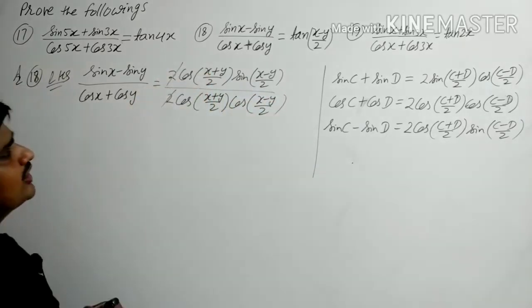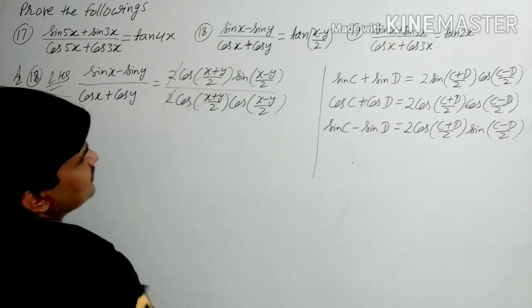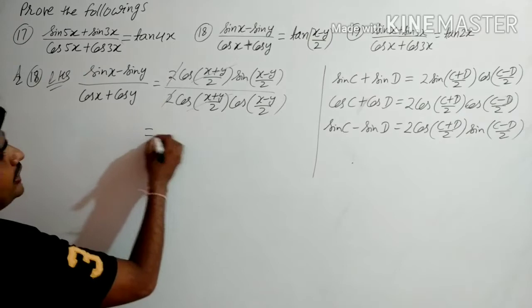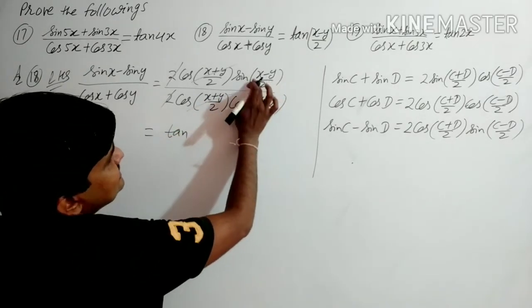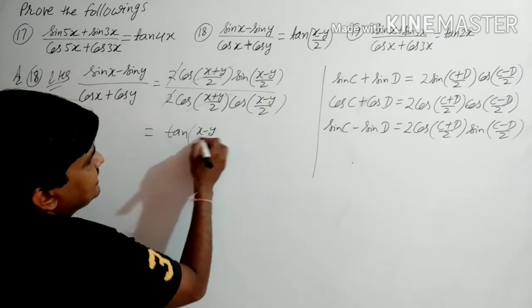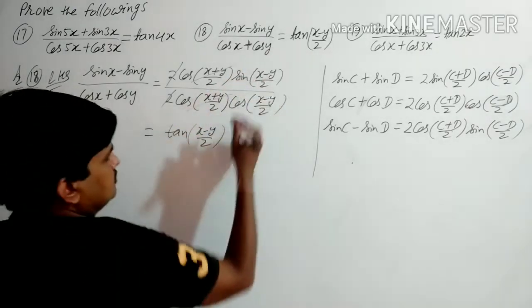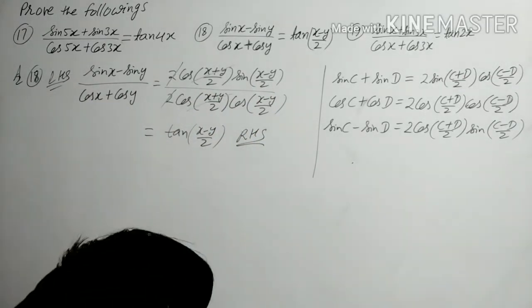The 2s cancel out, and cos((x+y)/2) and cos((x+y)/2) cancel out. So here we get sin upon cos equals tan, and the angle is (x-y)/2, the same in both. So we can write tan((x-y)/2), which is equal to RHS. This is question number 18.